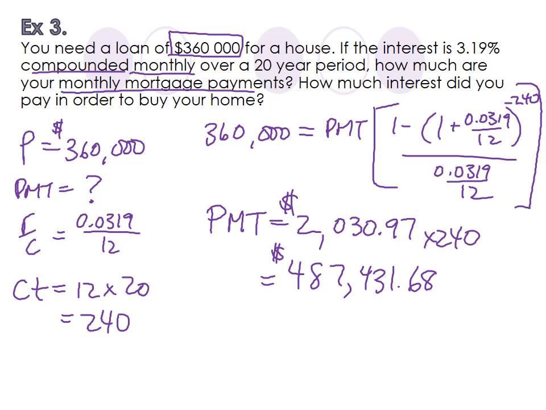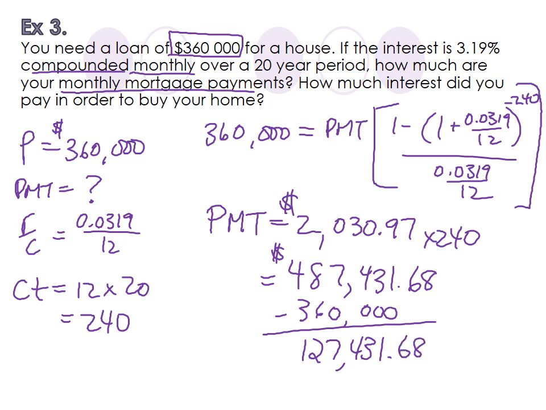So your house actually cost you $487,431.68. If you wanted to figure out how much interest did you have to pay in order to buy your home, the cost of lending that money you didn't have, subtract the value of your home when you bought it, and when you subtract $360,000, you get $127,431.68.